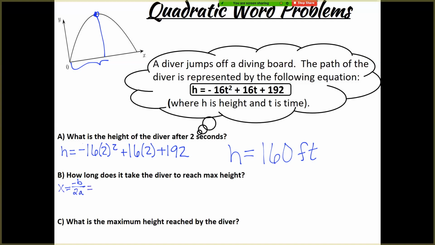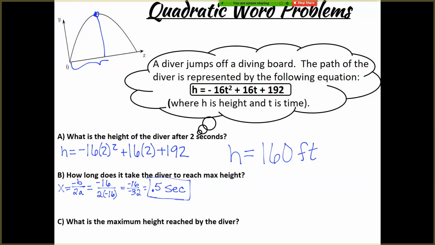So negative B divided by 2A. If I have negative B, I want the opposite of 16, which is negative 16, divided by 2 times A, which is negative 16. So negative 16 divided by negative 32 is 1/2, which for these problems, we're going to want to write as a decimal. And again, that's our time. So in 1/2 of a second, the diver is at his maximum height, or her. So this diver jumps, gets to its max height at 1/2 of a second.